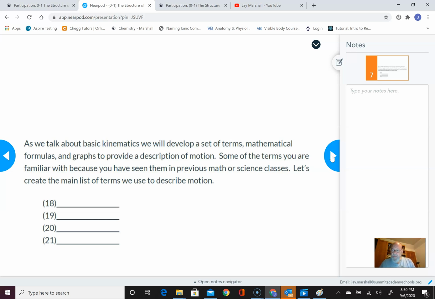So some of the terms that you're familiar with because you've seen them in previous math or science classes, we're going to create the terms right now that we're going to use to describe motion. Okay, and these are physics terms, and they're very, very specific to physics, and they'll have meanings that we're going to define in a very precise way, a way that you might not think of. And so these 4 terms, we'll just start with the terms. So the first one is position.